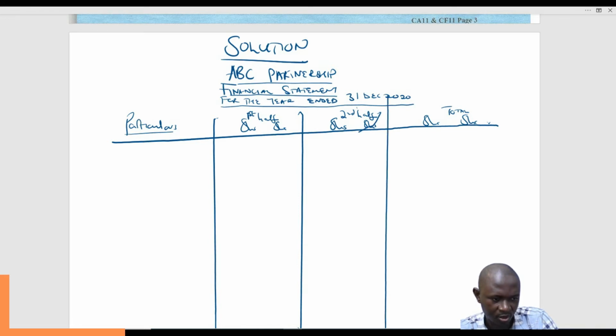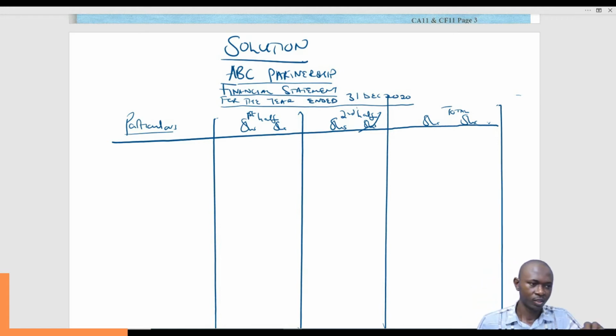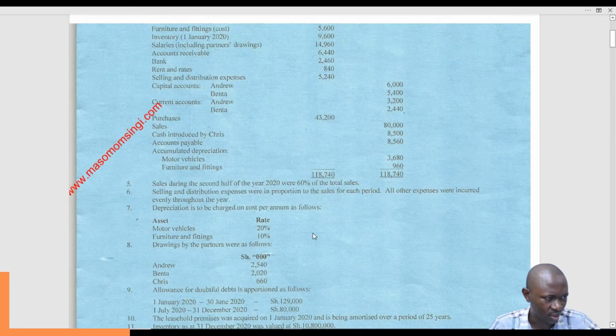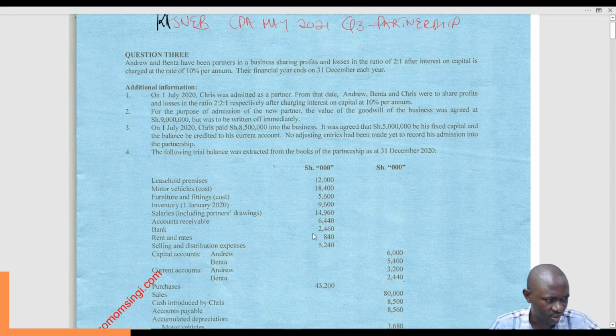And then of course we have the last column. There we go. So we have the first half, the second half, and then the total and the particulars. I think this is good. This will help us a great deal.